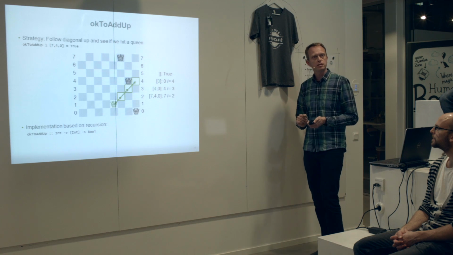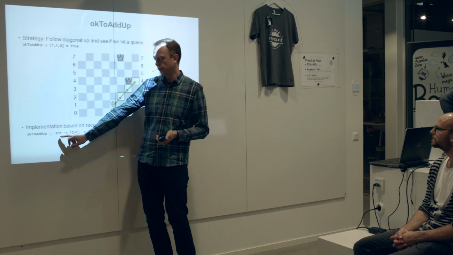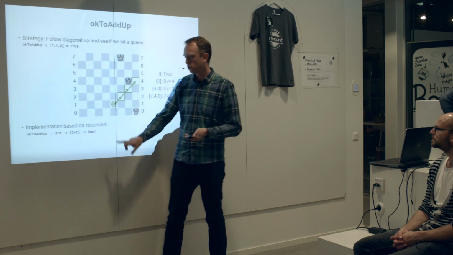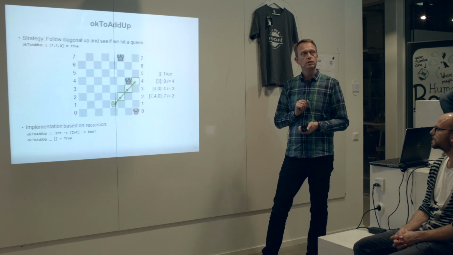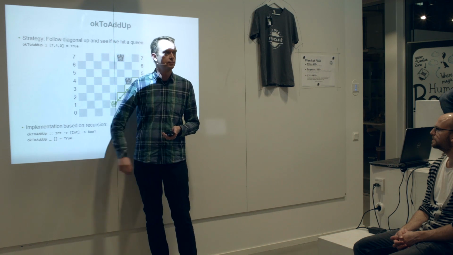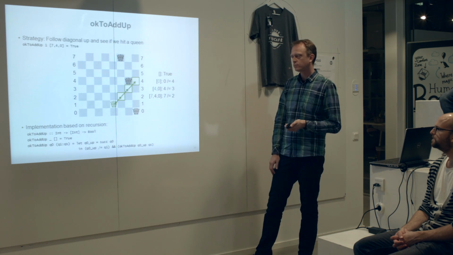So if we want to write this using recursion, we can do like this. OK to add up takes a queen again, a possible row position to place a queen, and a partial solution, and returns a boolean indicating whether or not it's OK. The base case is this. It's always OK to add a queen to the empty list. We're at the end of the chessboard, so it's OK to add it.